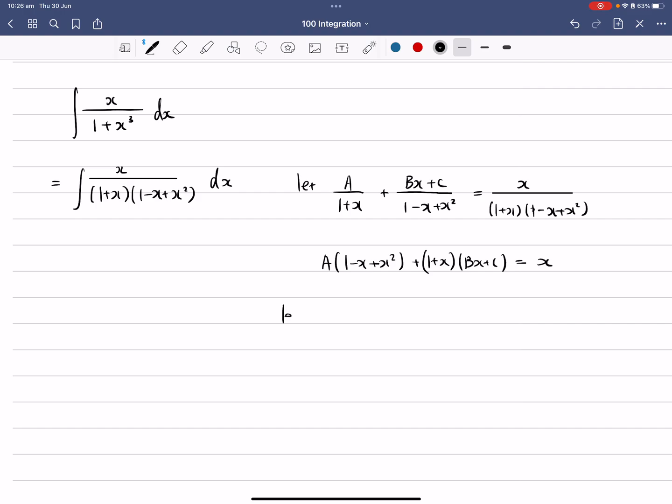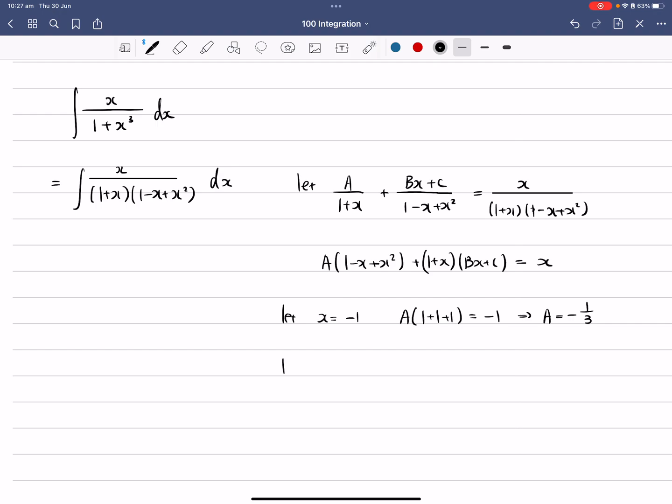We're going to do some suitable substitutions. Let's just try x equals -1 first, because once you substitute -1 inside there, all of those cancel out, at least I'll get the a value. So a bracket 1 plus 1 plus 1, and that gives you -1, so a equals -1 over 3.